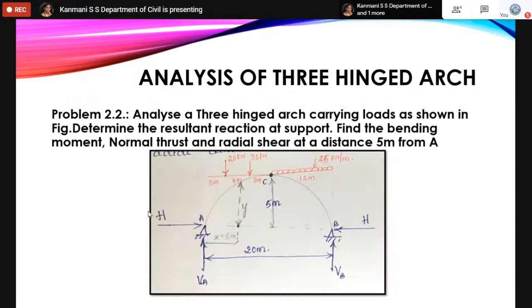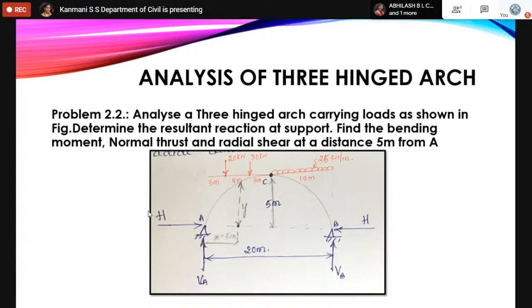Now moving on to the second problem. We have another problem. This problem I have solved in detail just for your knowledge, and I hope this type of big problems are not asked in the GATE, but tricky simple problems with the concept. Whatever I'm teaching will be there for the entire problem. So I'm solving only one problem in a complete stretch. So there is a hinge subjected to so much of load, and they want us to find the bending moment, normal thrust, and radial shear at a distance 5 meters from support A.